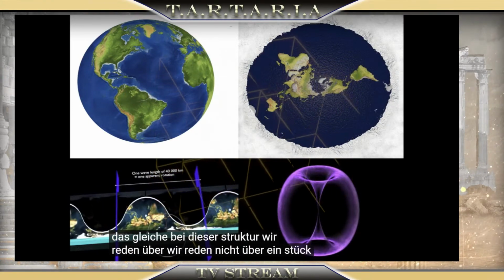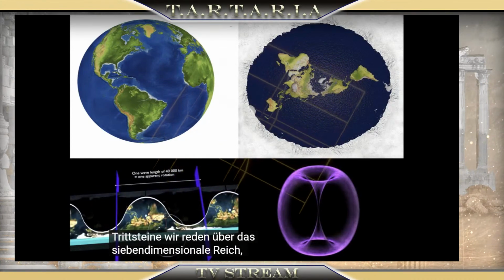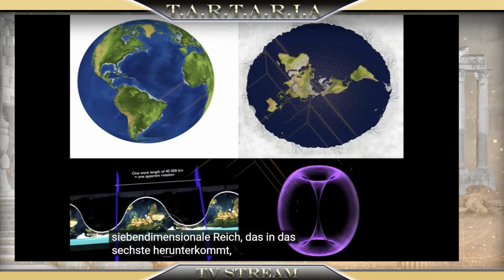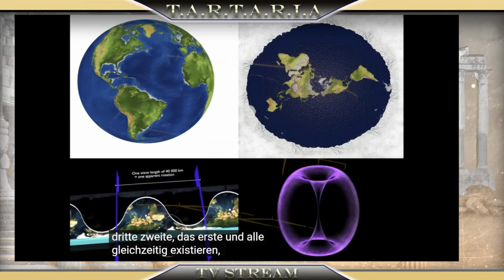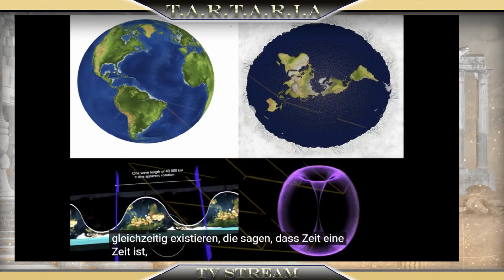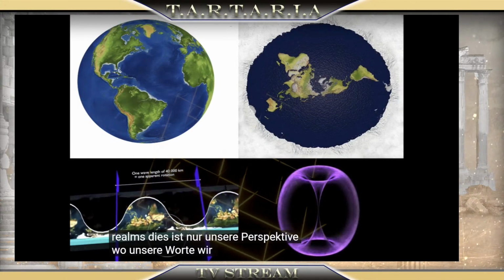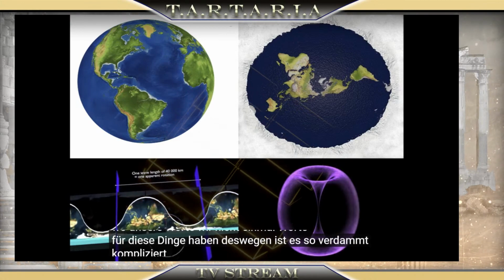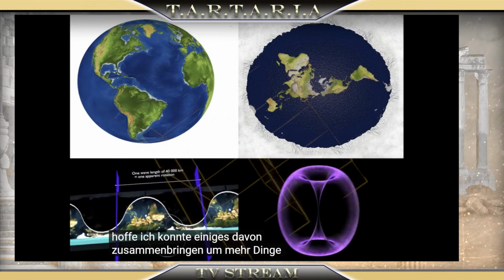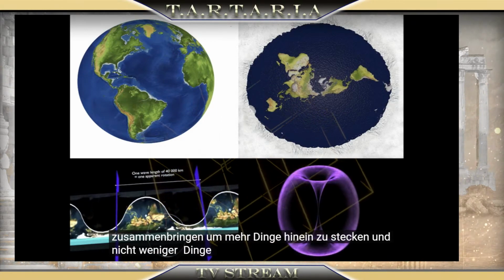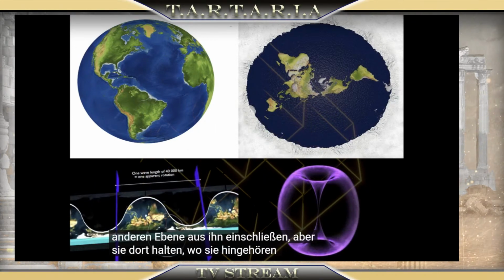We're not talking about an absolute. We're talking about stepping stones. We're talking about the seventh-dimensional realm coming down into the sixth, coming down into the fifth, fourth, third, second, first. And all of them existing at the same, let's say, time, although time is, again, not in all these realms. This is just our perspective, our words. We don't even have words for these things. That's why it's so damn complicated to explain this. But I hope, in a way, I could bring some of it together to put more things into it, not less, not excluding things, but from a different level, including them, but keeping them where they belong at that level.